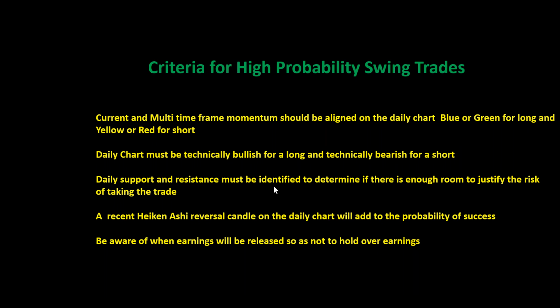The daily support and resistance must be identified to determine if there is enough room to justify the risk of taking the trade. How much room, if I get into this trade, where is it likely to stop me out if it's heading up? Not for a loss, but if I'm taking it long and it's moving up, how much room does it have to the upside before it runs into resistance? That's really, really important. If you've got a recent Fibonacci candle on the daily chart, it's going to add to the probability that the trade will work. And be aware of when earnings are going to be released so you don't hold over earnings. So there is that criteria for high probability swing trades using the SPY super system methodology.